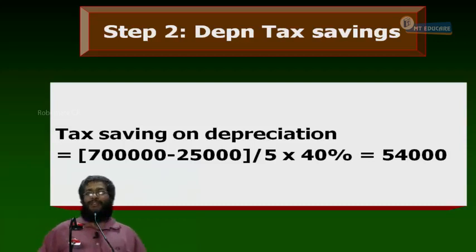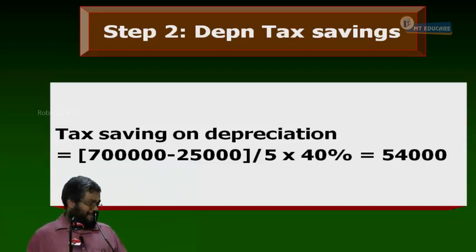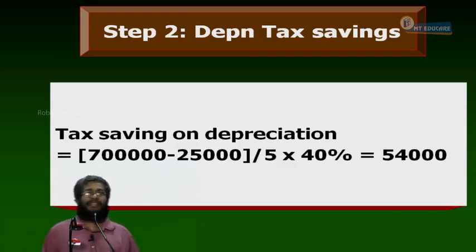Tax savings is equal to 1,35,000 into 40%, which is equal to 54,000. Tax savings on depreciation is 54,000.